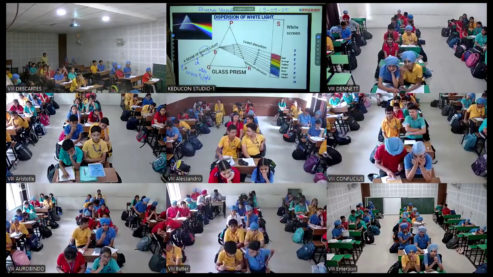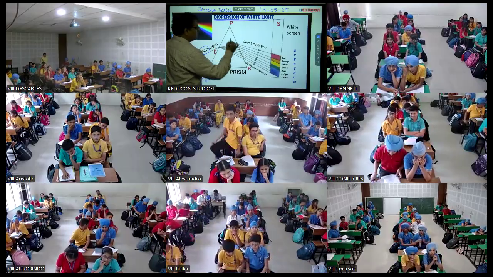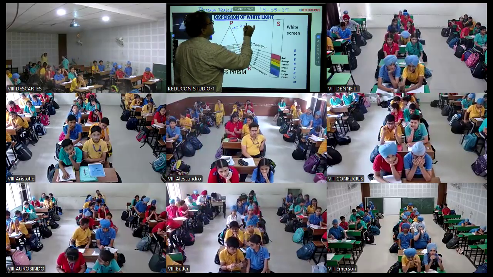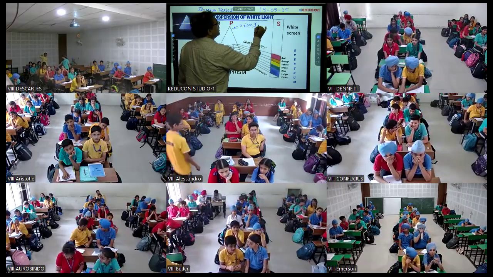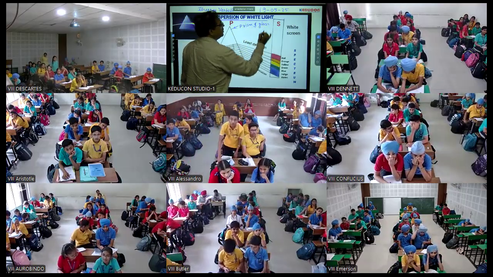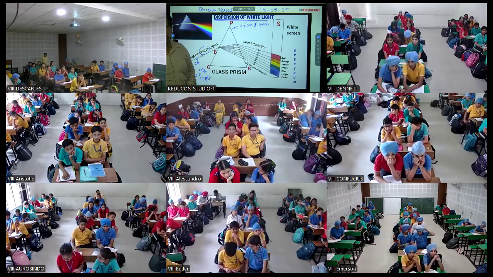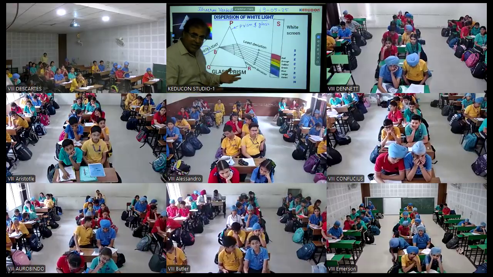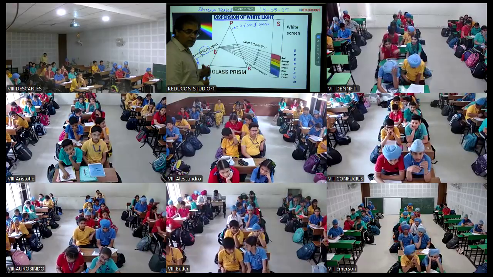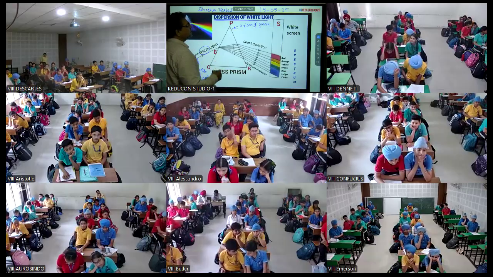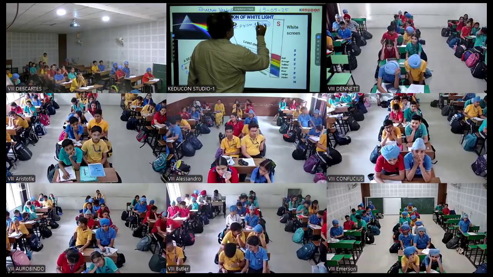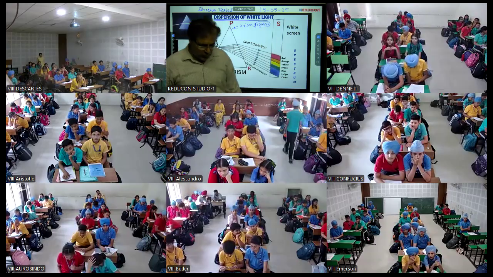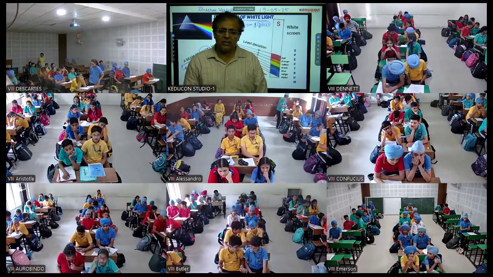Number one. Number two, this triangular structure of glass is known as prism. Prism of glass. It can consist of any transparent object. It can be of acrylic, it can be glycerine, it can be ice, it can be transparent plastic. But usually in the laboratories, what you find, the prism is made of glass. Let me show you how it looks. It is a three-dimensional structure.